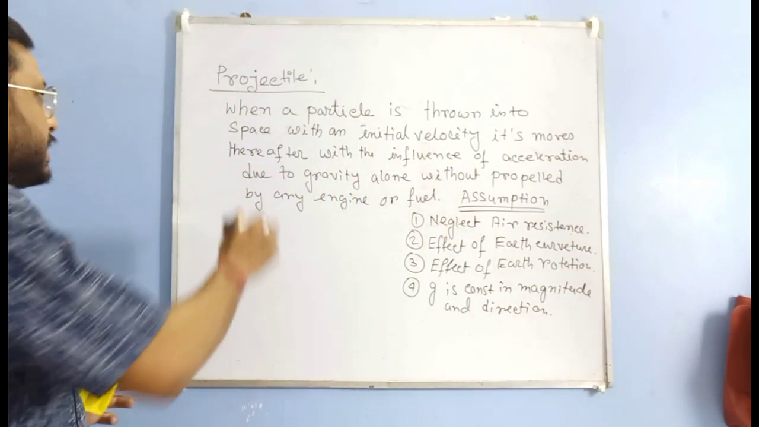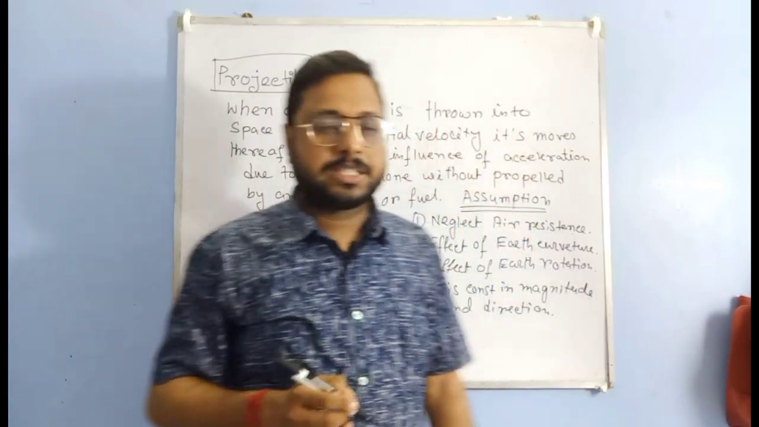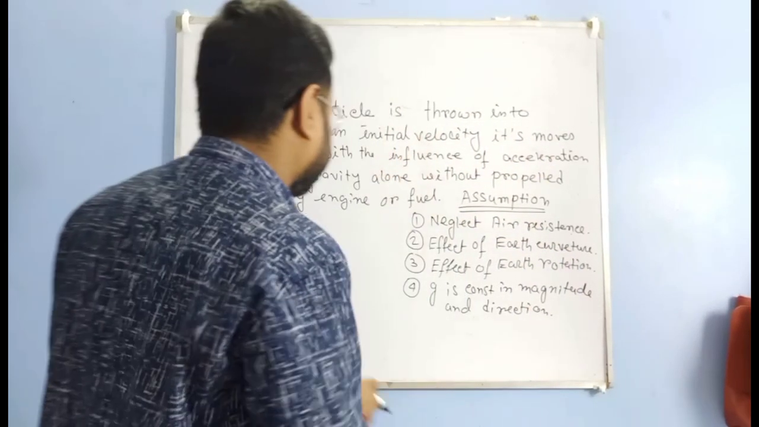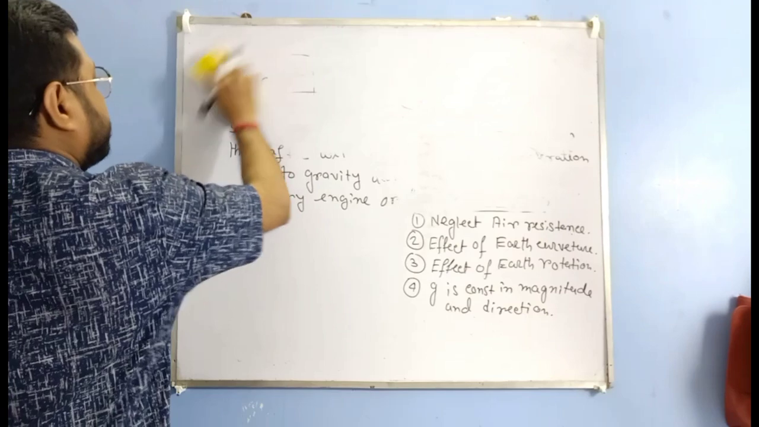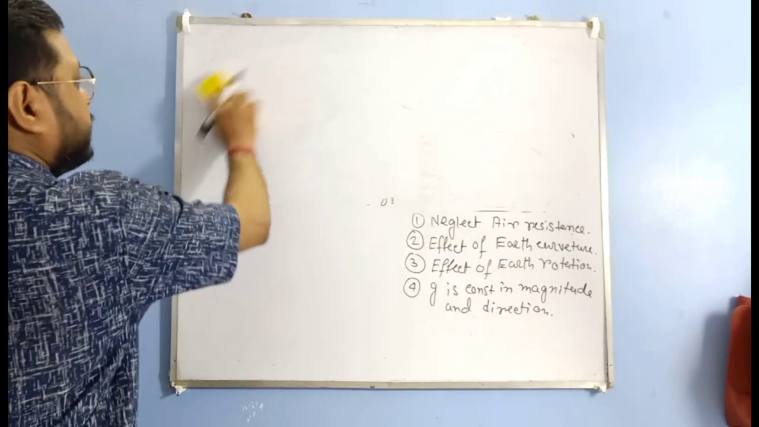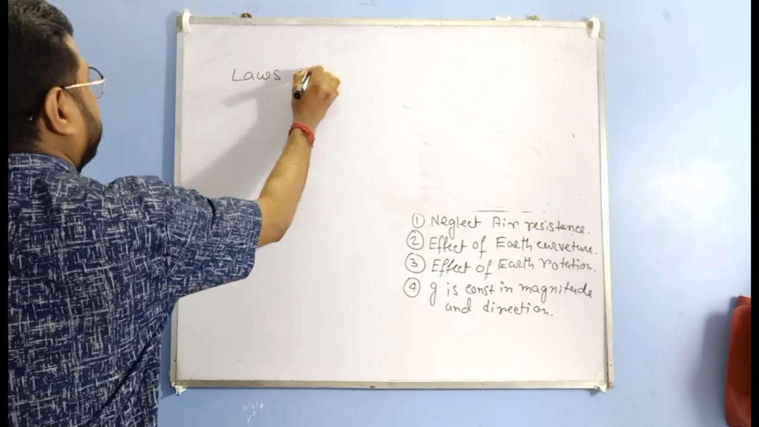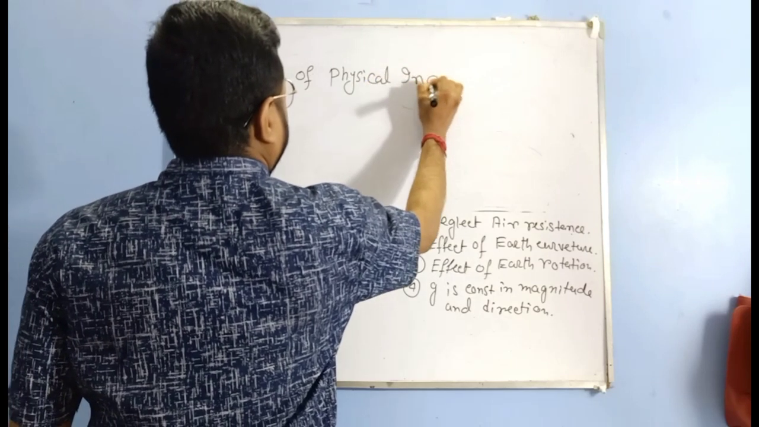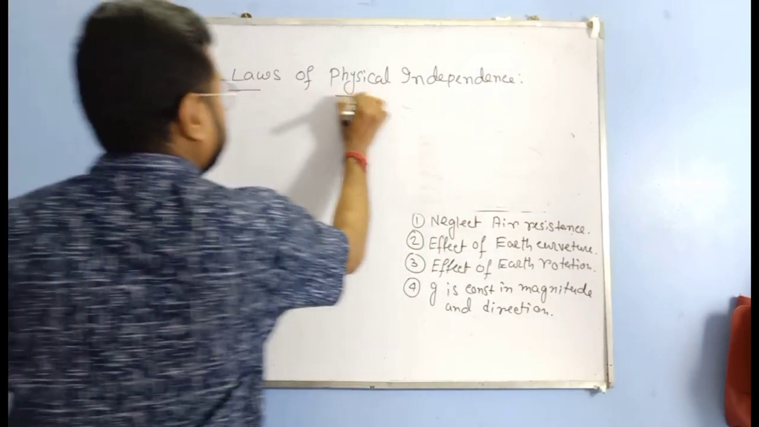Okay. So, projectile motion was first introduced by Galileo Galilei in 1632. He wrote about the law of physical independence. What is the law of physical independence? We know about the law of physical independence.